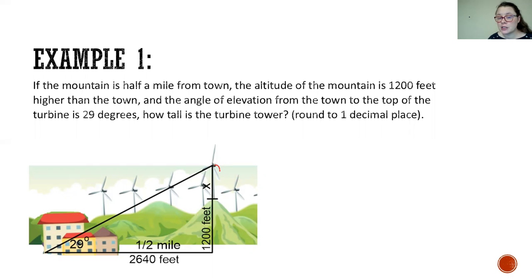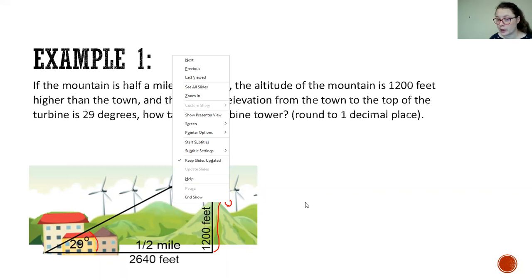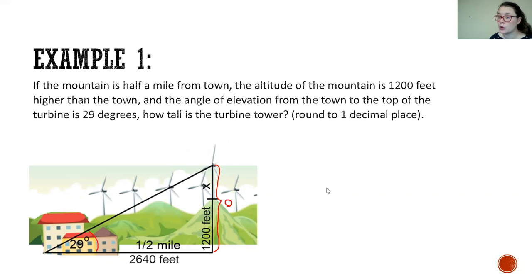So if we can find out what is the total height, including the height of the mountain, we can figure out what is the height of just the turbine. In this particular case, here's our angle, and the side that includes the turbine is opposite our angle. So I'm just going to label it as O rather than giving us two X's. If we can figure out side O, we can solve this problem easy.